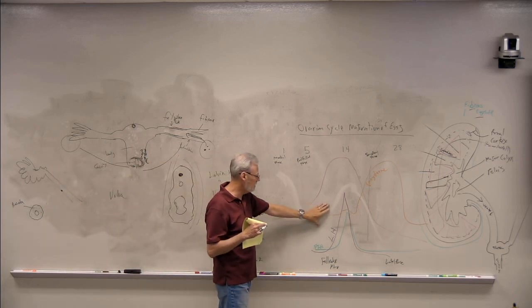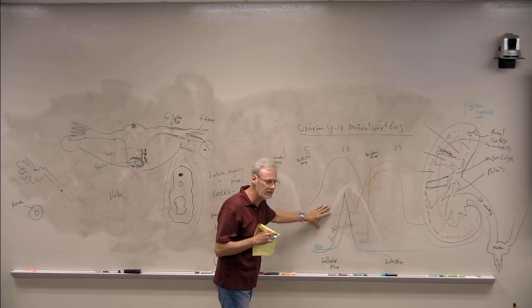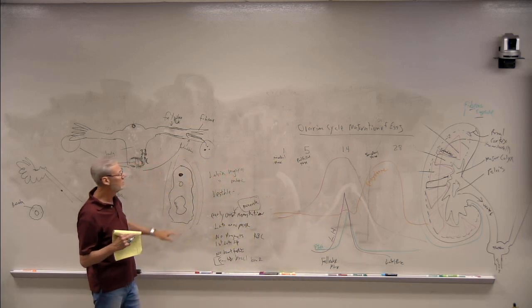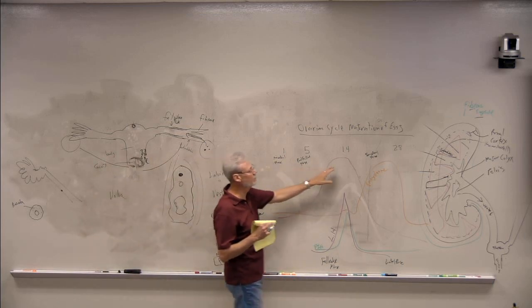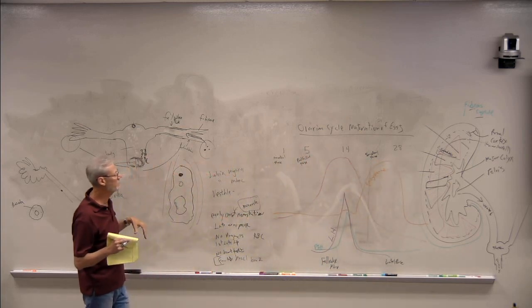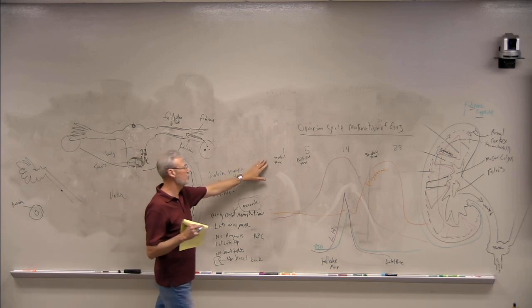This is two different charts. There's two different charts in the book, and I put the charts together so I can understand it better, right? This is day 1, day 5, day 14, and day 28, okay? So we're going to talk about the two together, yes? Day 1 is the menstrual phase, right?